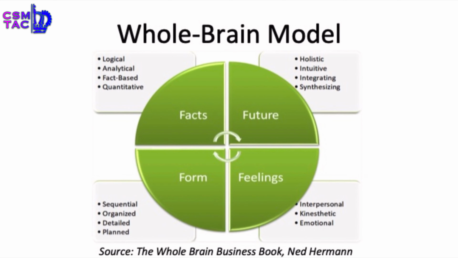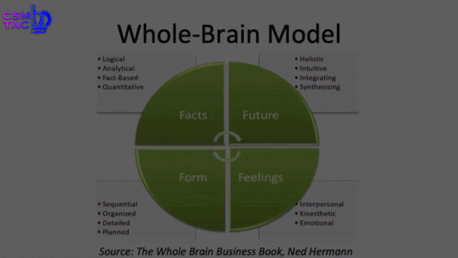The whole brain model was developed by Ned Herman in 1979. It outlines 4 thinking styles. Please have a look at this style. As you can see, there are 4 quadrants that illustrate the thinking preferences of individuals.